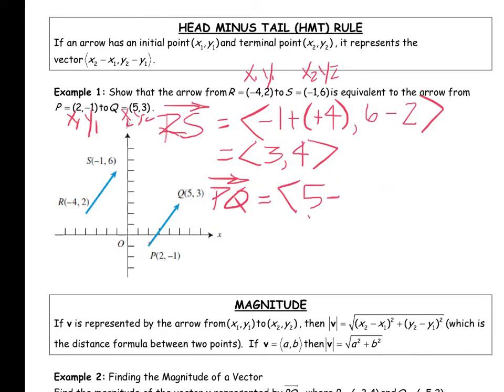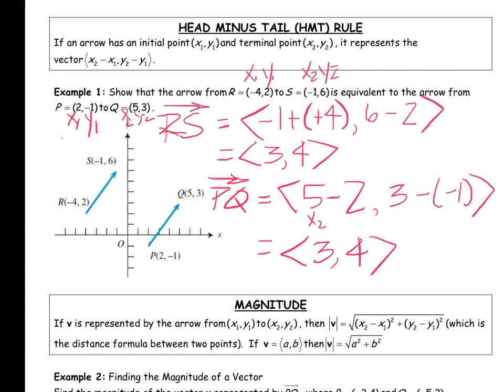It's x. This is x2 minus x1. Definitely why I like to label my points. Alright, and then your y2, which is 3, minus a negative 1. This is going to simplify to 5 minus 2, which is 3. And 3 minus a negative 1 is 4.